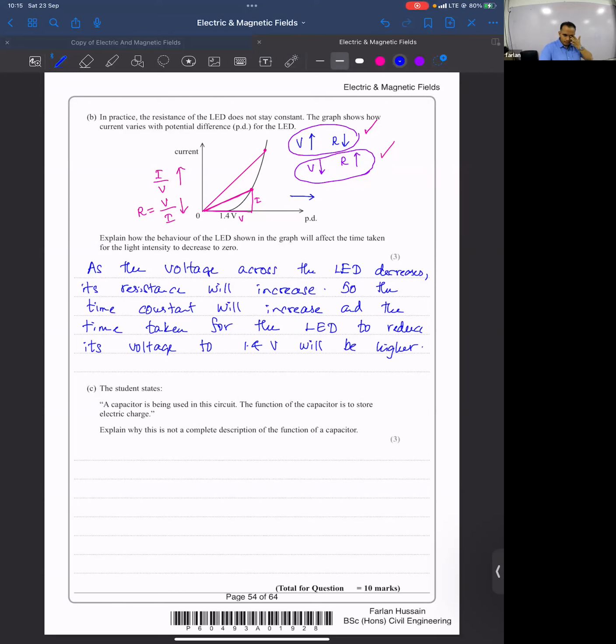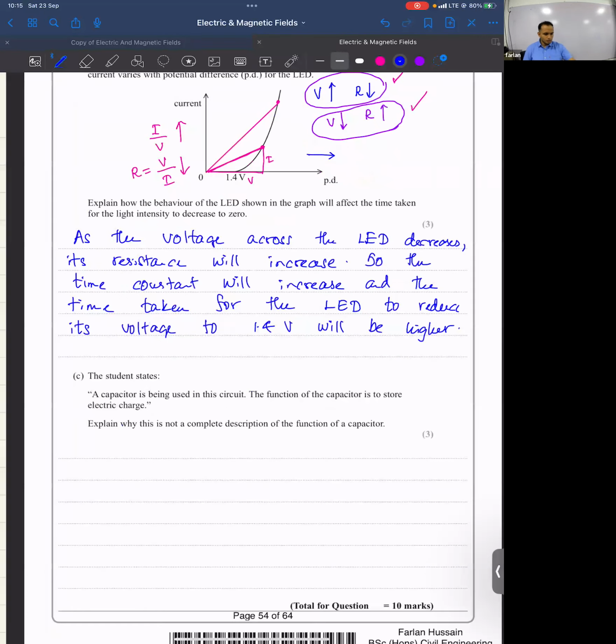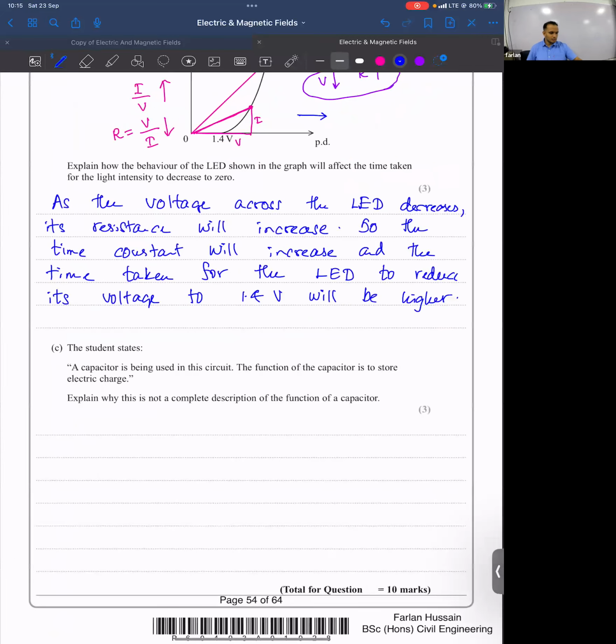The next one. The student states a capacitor is being used in this circuit. The function of the capacitor is to store electric charge. Explain why this is not a complete description of the function of a capacitor. Guys, just merely stating that a capacitor is being used to store charge is actually wrong.